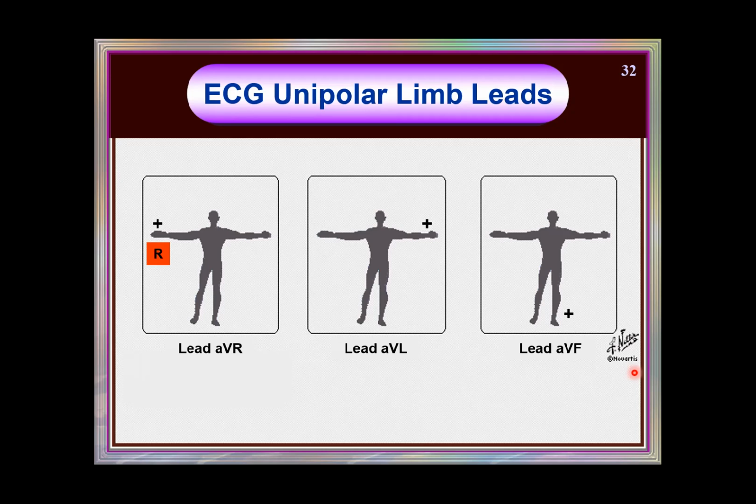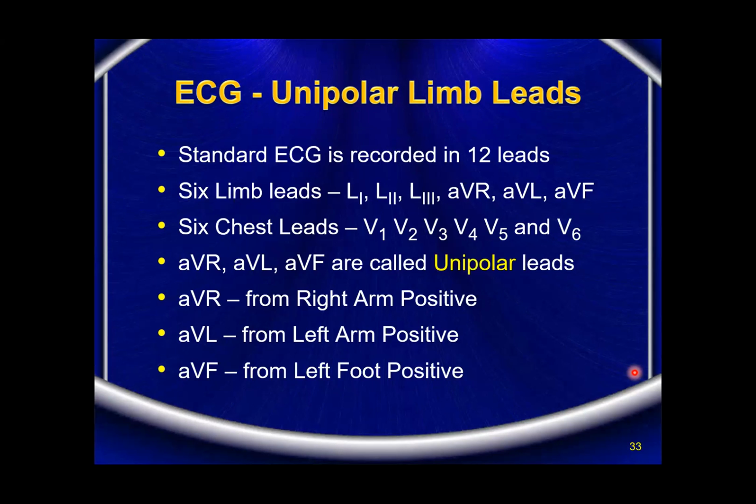Now, unipolar leads: right arm being positive is the exploring lead, it becomes aVR. Left arm is the exploring lead, it becomes aVL. If foot is the exploring lead, it becomes aVF. So we have 3 unipolar and 3 bipolar leads. Unipolar leads are aVR from right arm positive, aVL left arm positive, aVF left foot positive.